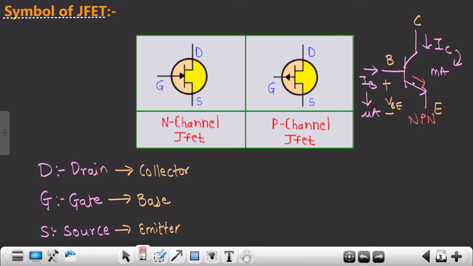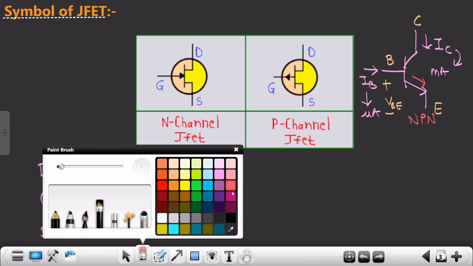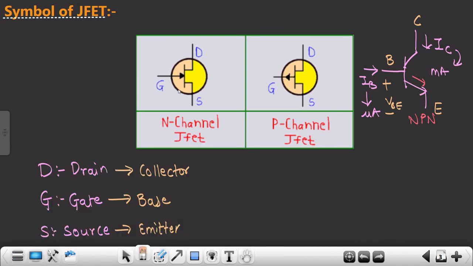Okay, it is not similar to the BJT. It does not represent current. Let me write over here, because generally students assume that this arrow represents the current. No, it's not like that. So over here, let me just draw this arrow, and let me extend it somewhere over here. So the arrow does not specify the direction of the current.